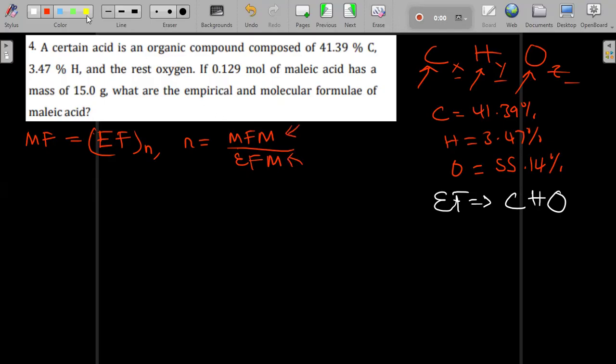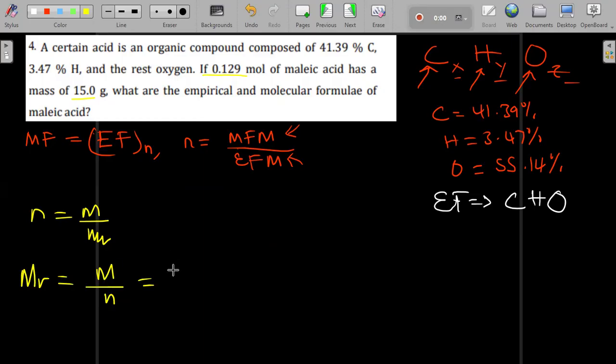Notice that in this question, we've not been given directly the molar mass. We've been given instead the moles and the mass. So we can calculate the molar mass from there. We know that moles is equal to mass over molar mass. So molar mass will just be equal to mass over moles.